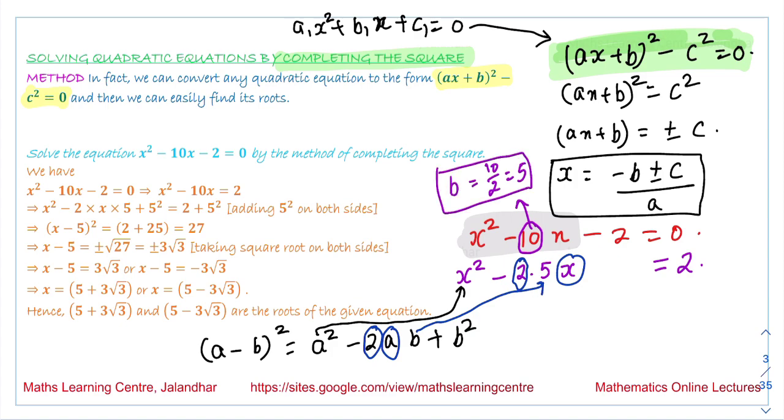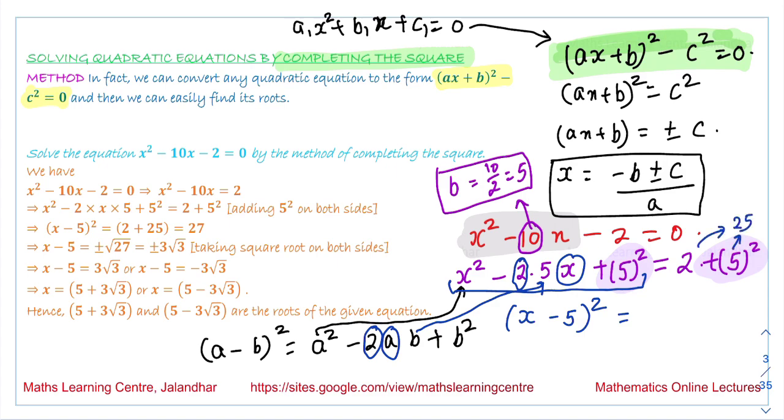So what we are going to do now is add b square on both sides. We are going to add 5 square on both sides of this equation. This whole term will become (x − 5) whole square, that is equal to 25 plus 2, which is 27. When we take the square root, we get x minus 5 equal to plus minus root 27.